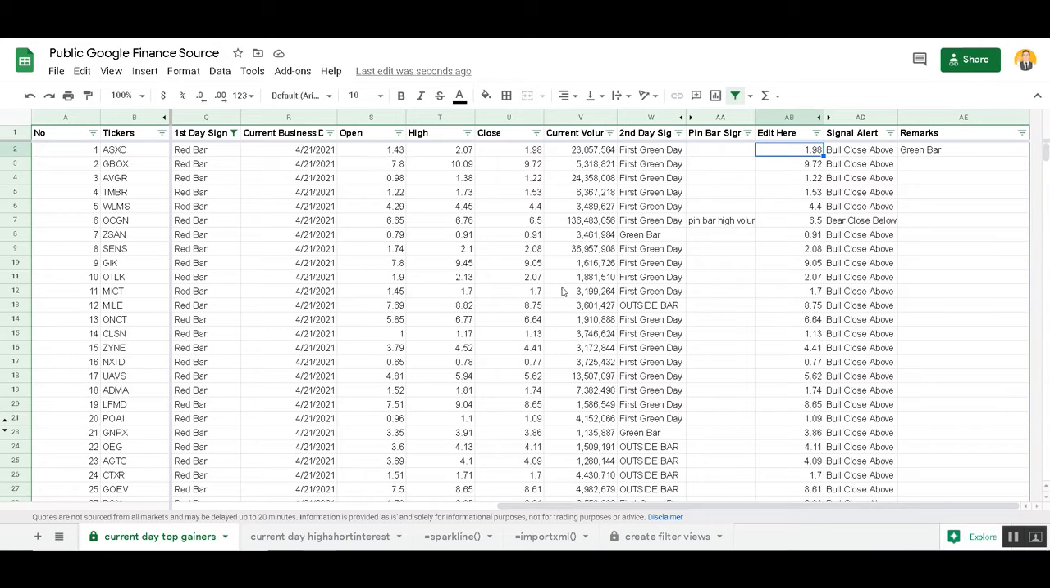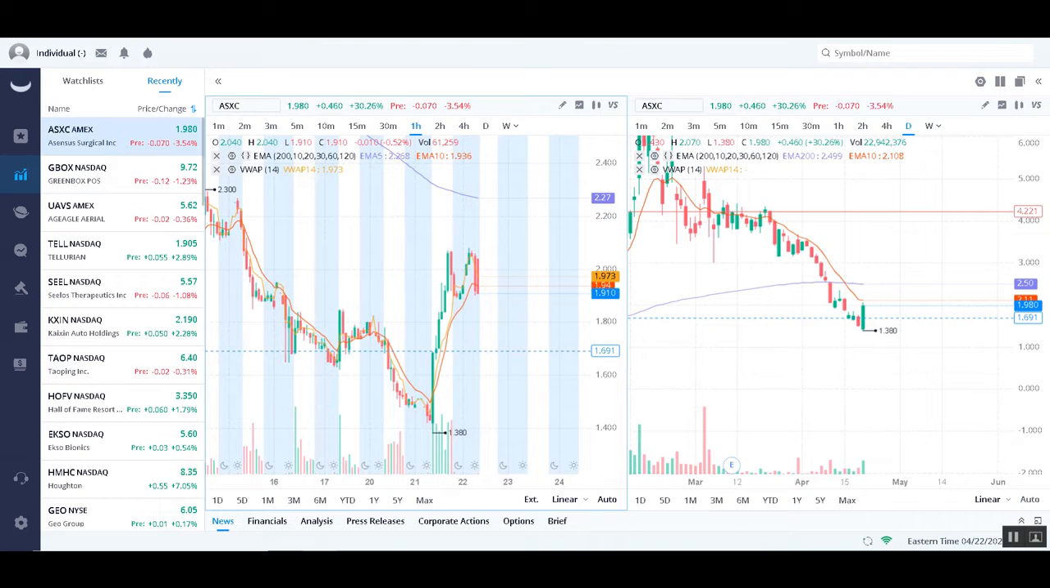Okay, I'm back. Now that you understand how to use the basics of the if function, let's move on to a more complicated way, or how it can help you as a stock trader. You see the ASXC, right? It is a full green day.